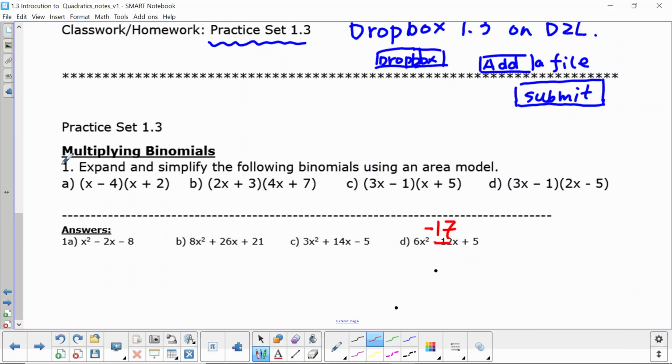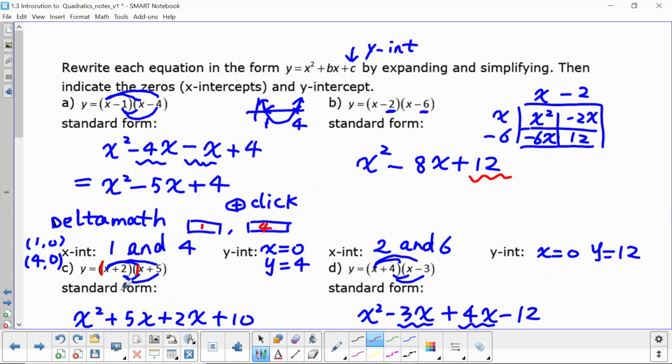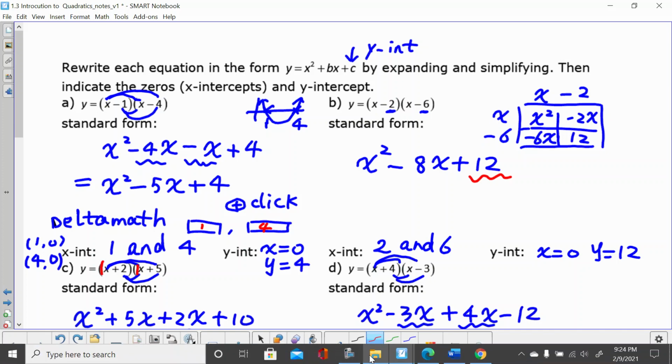Okay, so here for the practice set 1.3, multiplying binomials, the answers are at the bottom, and for the D, the answer is not correct. Change it to minus 17x, not minus 12x. And also on the next page, you have the read information from the graph, and the answers are posted on D2L.